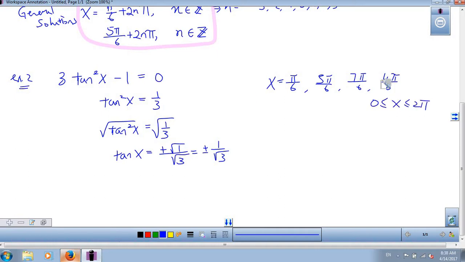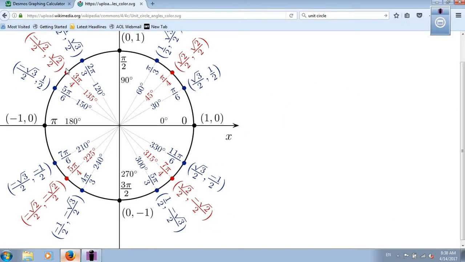Okay, now how do I write the general solution here? How does it repeat? What's the pattern here? Well, it actually repeats every pi, right? 5 pi over 6 repeats itself. The next time it repeats itself, every pi, is 7 pi over 6. And if I start with 5 pi over 6, the next time it repeats itself is 11 pi over 6. As you can see, they have a corresponding relationship there. So if I start from pi over 6 and add pi, which is half a circle, I get to 7 pi over 6. I add pi again, I will repeat.